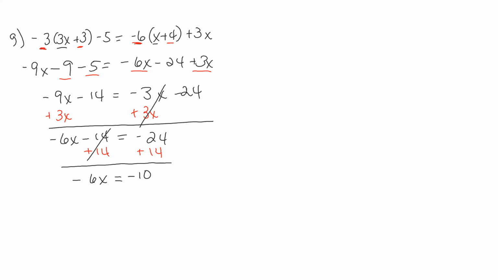So we're at that final step. I've got one variable term equaling a constant. We need to undo the multiplication of -6 and x. So I divide both sides by -6. On the left, we say the 6's cancel. -6 divided by itself is 1. 1 times x is x.